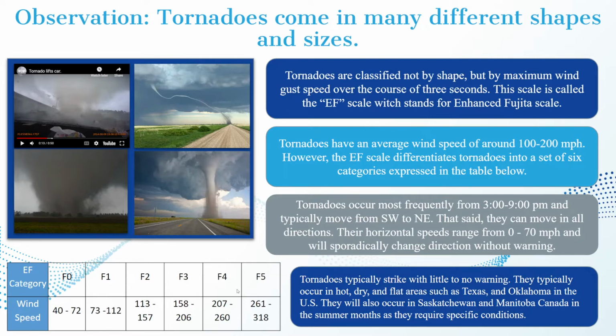And so tornadoes typically occur during the evening and move from southwest to northeast, but they can move in all sorts of directions. Their horizontal speed can change sporadically, which is why they're so dangerous and unpredictable. And in America, they usually occur in warm, dry, and flat areas.